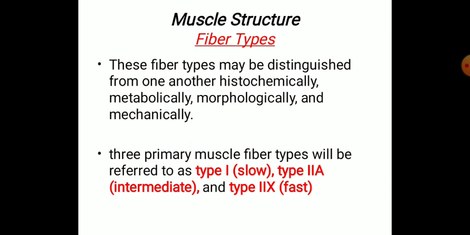So according to all of these functions, we can classify the muscle into three types: type 1, type 2A, and type 2B, also known as type 2X. These are the three types of muscles under which we can classify our whole body muscles. Type 1 is also known as slow twitch muscle, type 2A is known as intermediate twitch muscle, and type 2B or type 2X is also known as fast twitch muscle.